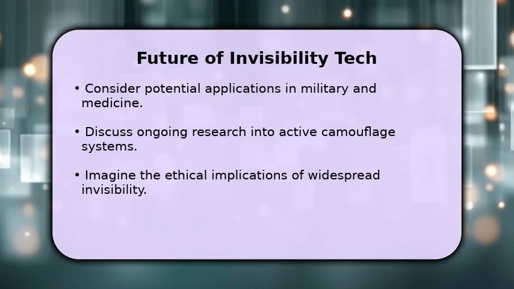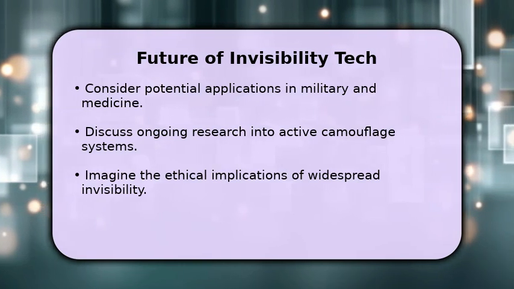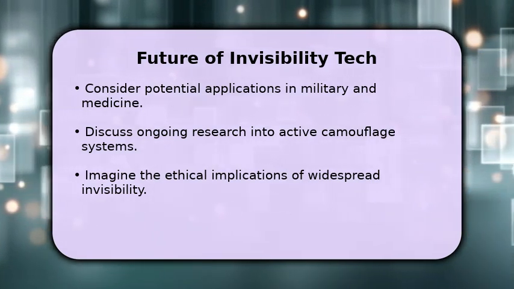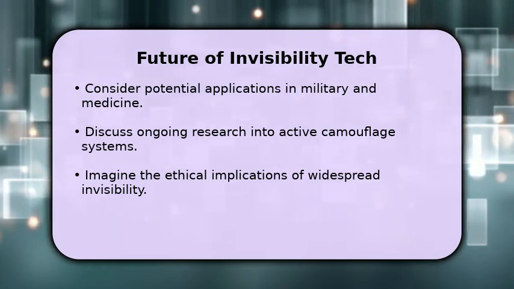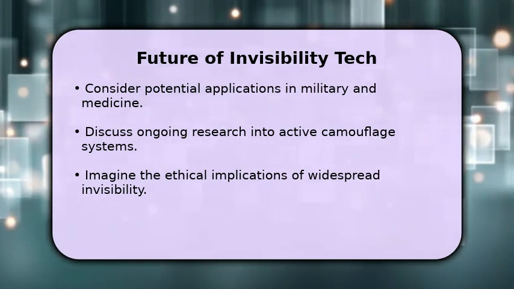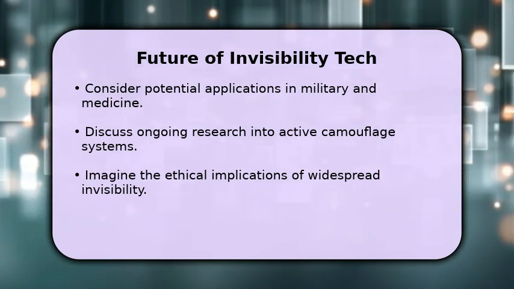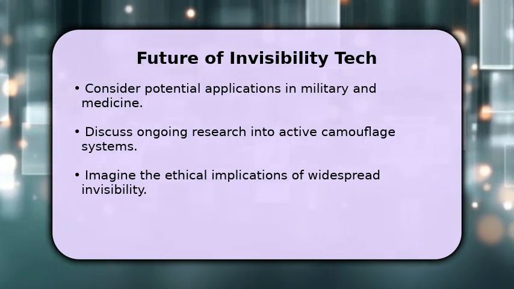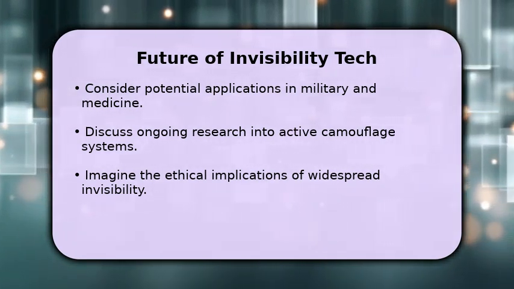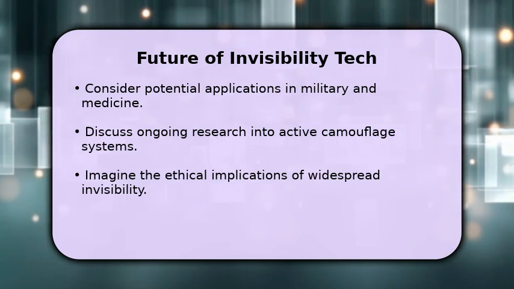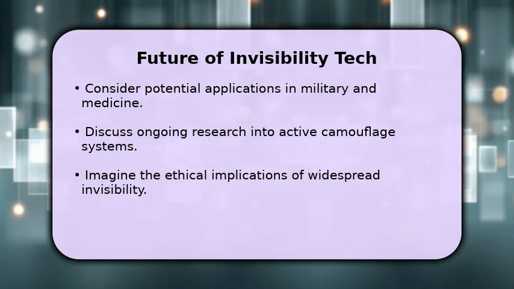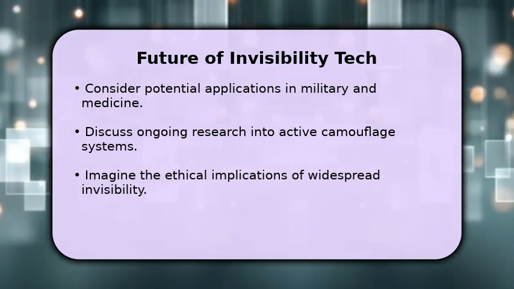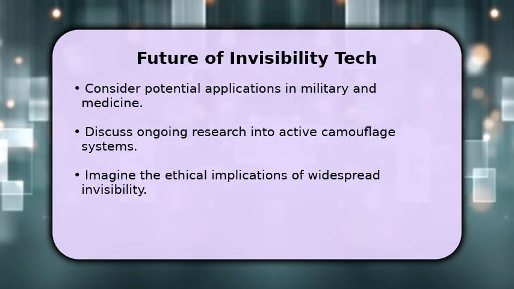The future of invisibility technology holds immense possibilities, from military applications like stealth vehicles to medical uses, such as making surgical tools transparent. Researchers are actively developing active camouflage systems that could adapt to surroundings in real time. However, as this technology advances, we must also consider the ethical implications and societal impact of widespread invisibility. It's a truly exciting and complex frontier.